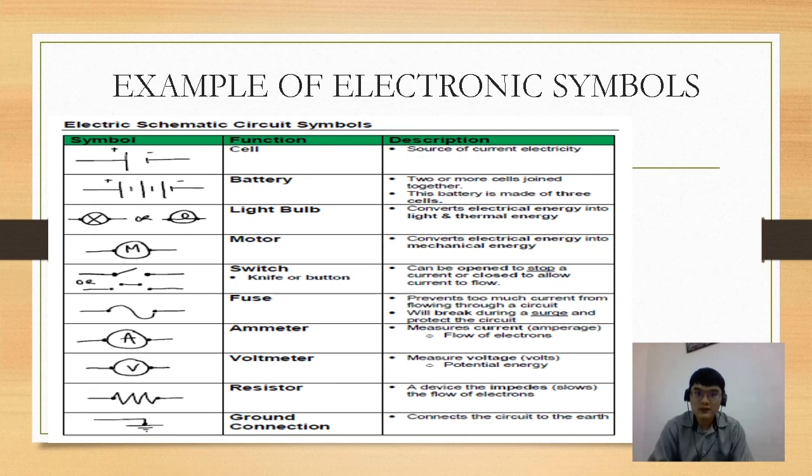Different symbols have different functions, such as the cell, a source of electric current; the motor, which converts electrical energy into mechanical energy; the emitter, which measures current; and the voltmeter, which is used to measure voltage. The resistor is a device that impedes the flow of electrons, and the ground connection is used to connect the circuit to the earth.